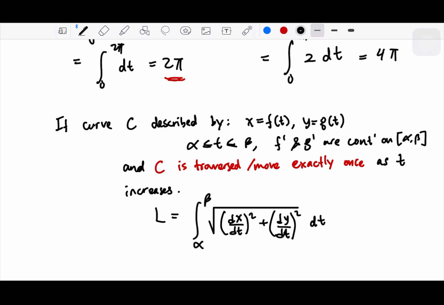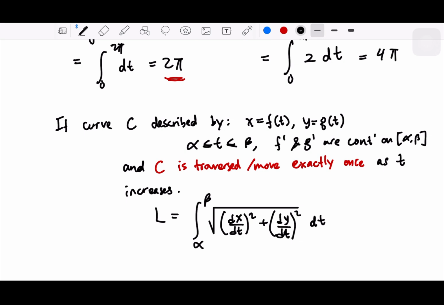Suppose it's sin 3t, so it means the arc length would be 6 pi. I mean, if it's cos 3t, sin 3t, it means the arc length would be 6 pi, when it should be just 2 pi. We don't measure how long he runs. We measure only the distance. Okay? That's why we need to make sure that it is exactly once. So we remove any repetition.